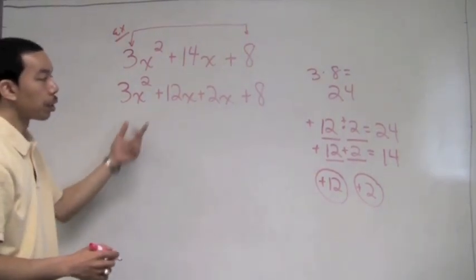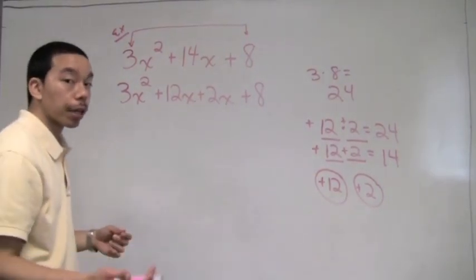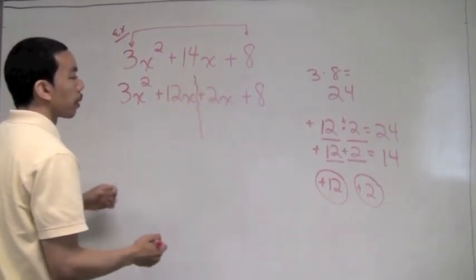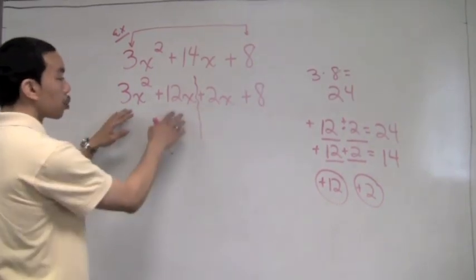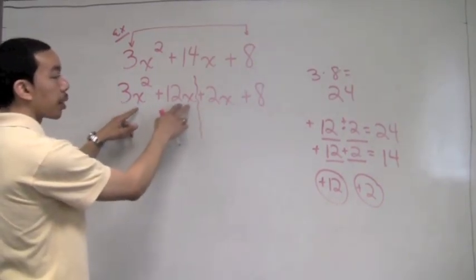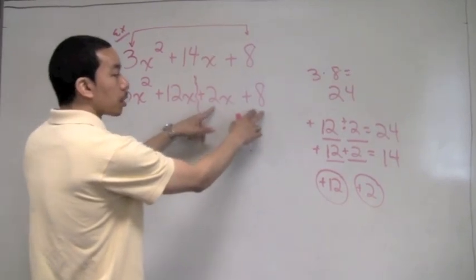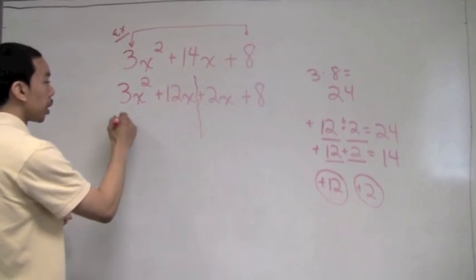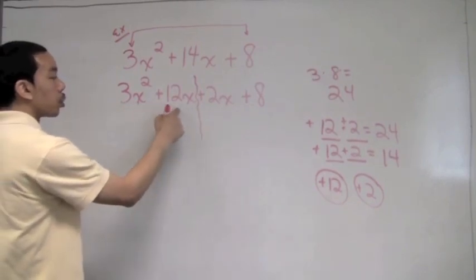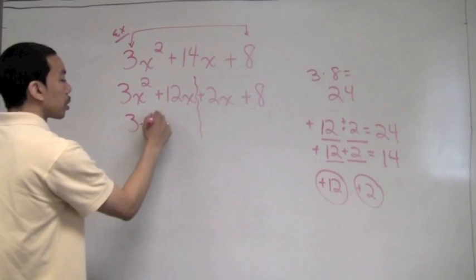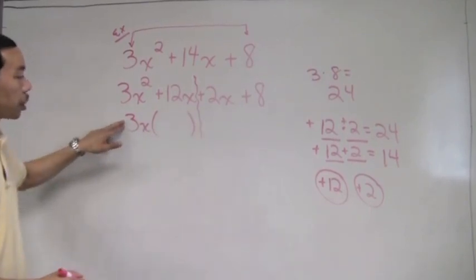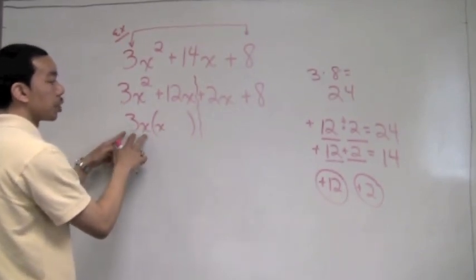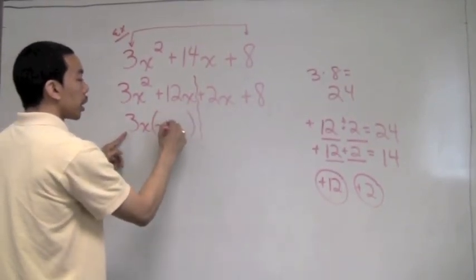Now we see we have 4 terms. Therefore, we must use factoring by grouping. I'll group the first 2 terms together and the second 2 terms together. The first 2 terms because they have a GCF of 3 and they have x in common. The second 2 terms because they have a GCF of 2. So I'll factor each side separately by GCF. The GCF of 3x squared and 12x is 3x. Dividing the GCF into the first term, 3x squared, gives me x. Dividing the GCF into the 12x gives us 4.